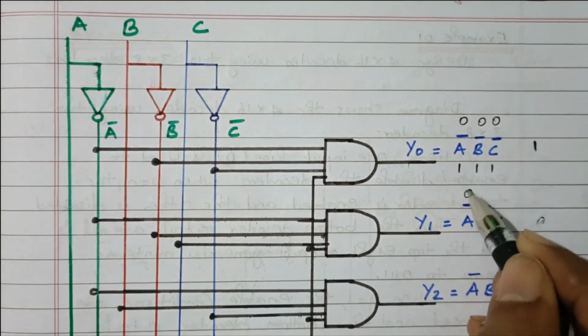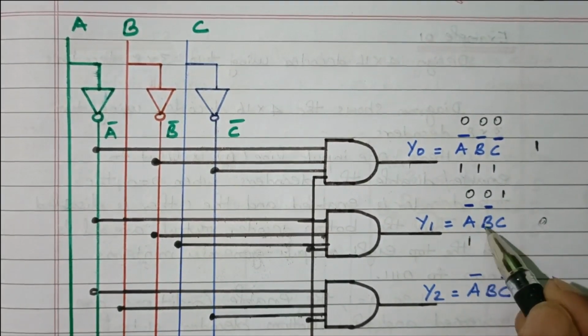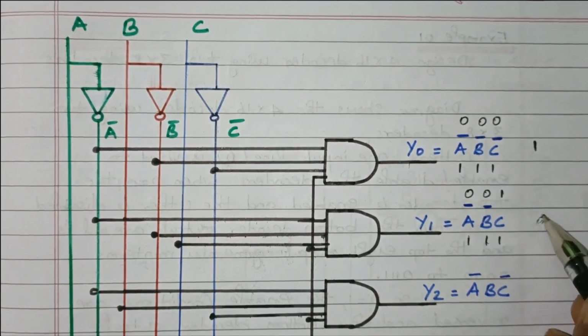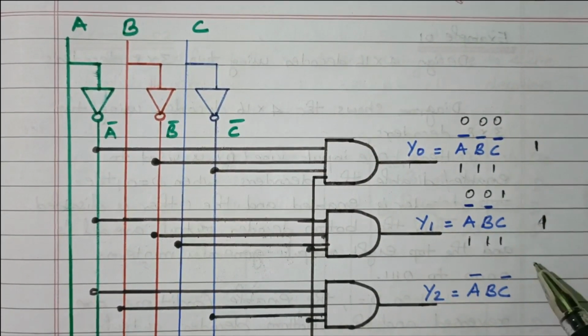Then the next combination 0, 0, 1. So A is 0 means A bar will be 1. B is 0 means B bar will be 1. C is already 1. So here also we will get 1 as an output. For the next combination we will get Y1 as output 1.